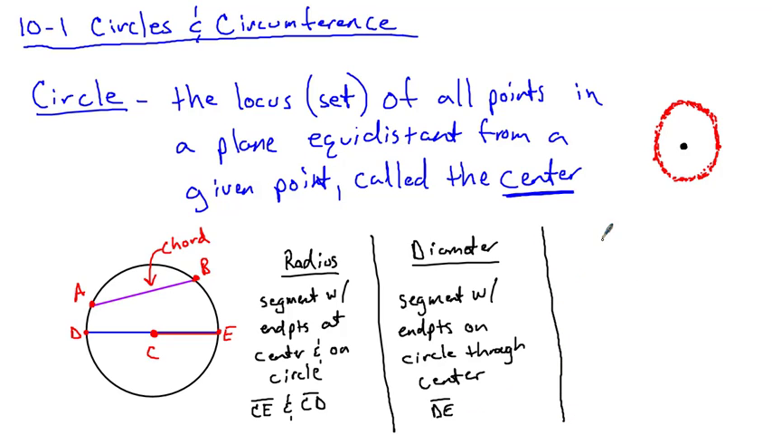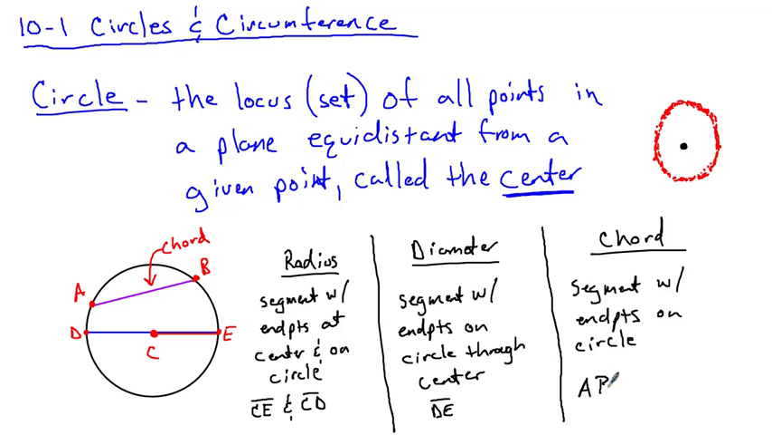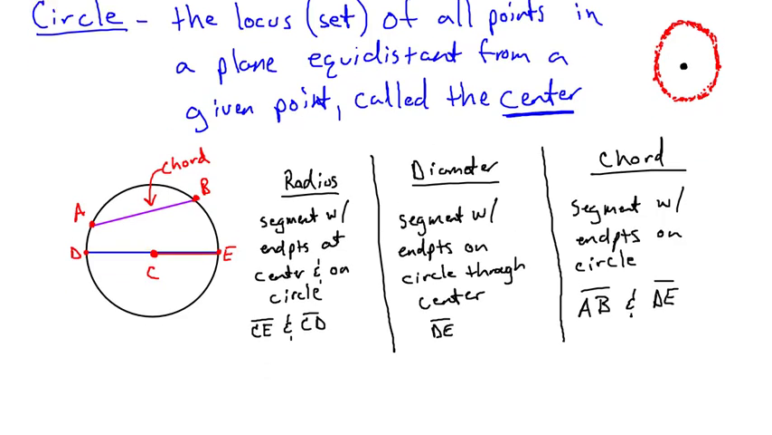The new one, the new word that we're just learning today or just talking about is a chord. All right, and that is a segment with endpoints on the circle. Now notice I say on the circle, it's not going through the center, but my definition doesn't say not through the center. So a chord in my picture is AB and DE. So even though DE is a diameter, it's also a chord, even though typically when we see chords, they're going to be like AB is. They're not going to go through the center.